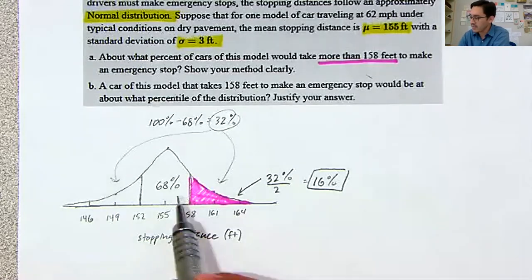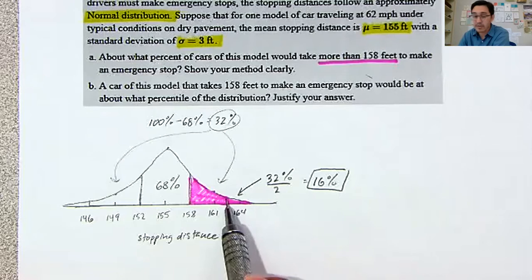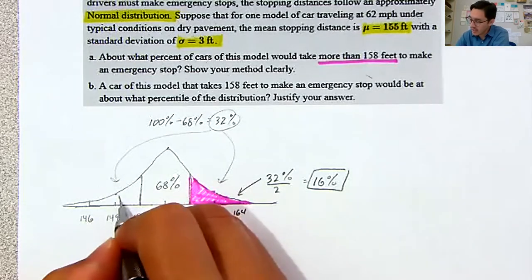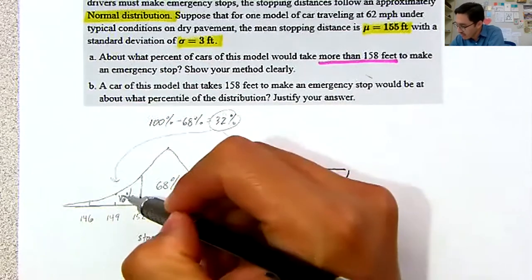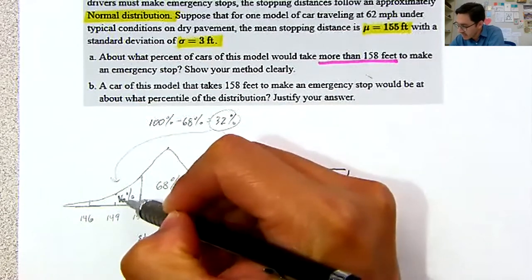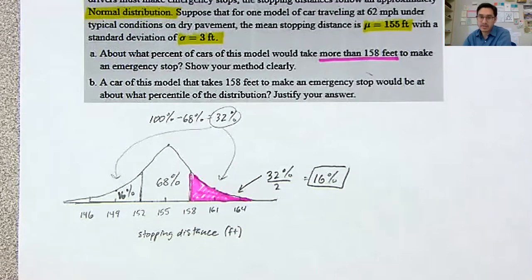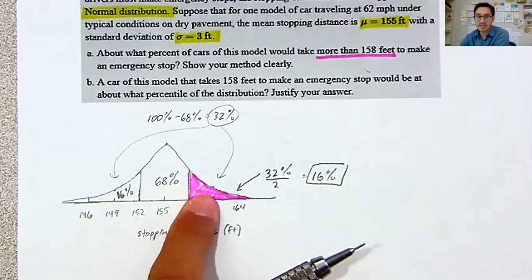Okay, so we've got 68% in the center here, 16% in the right tail. So we could go ahead and say that there's 16% in the left tail as well, just so that every region here is labeled with a percentage. Okay, so 16, 68, and 16.